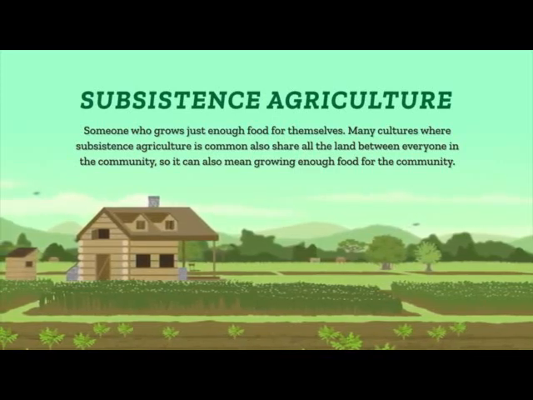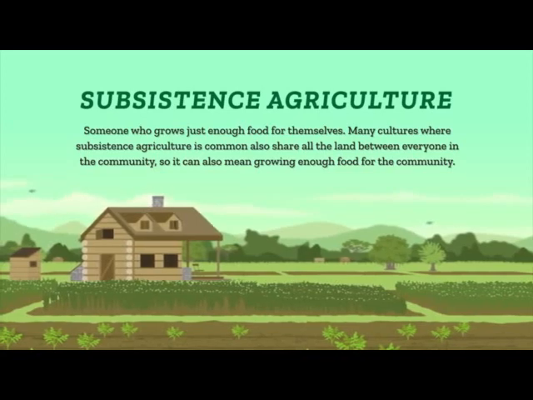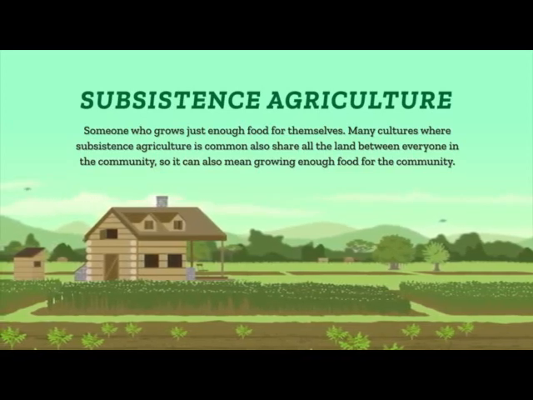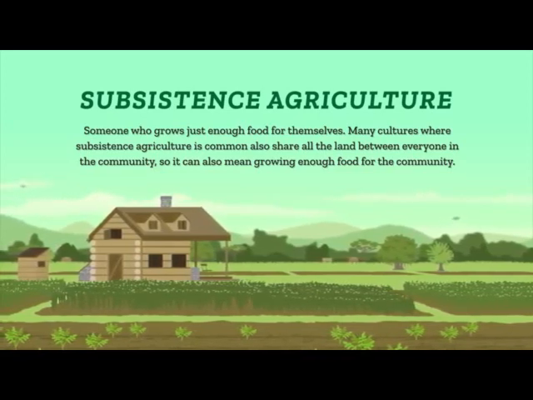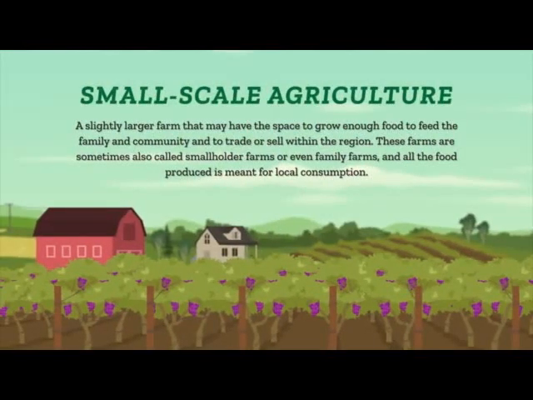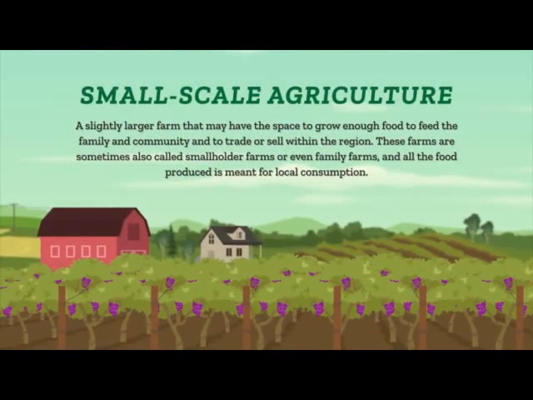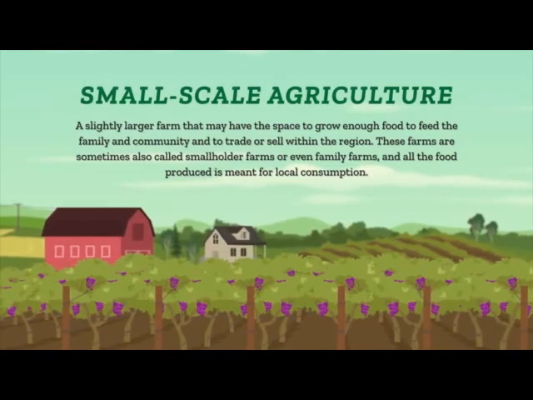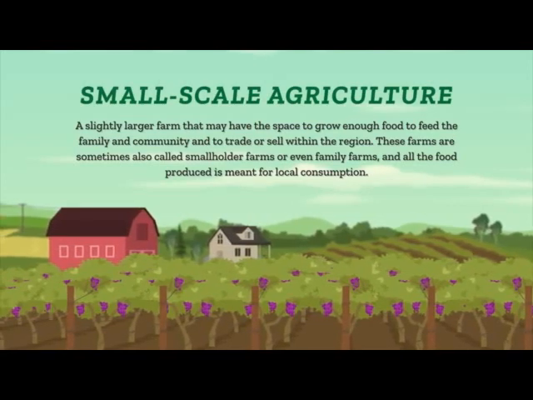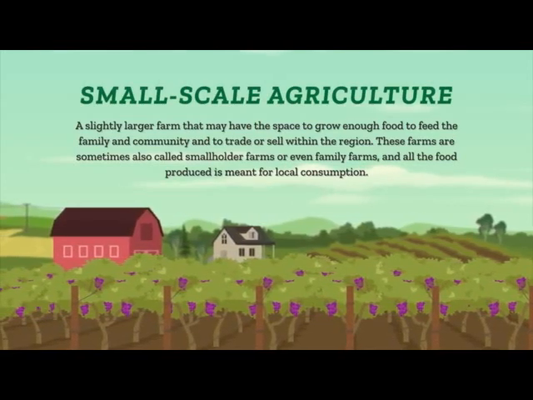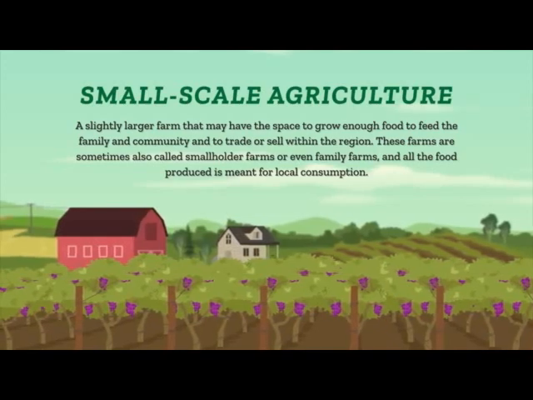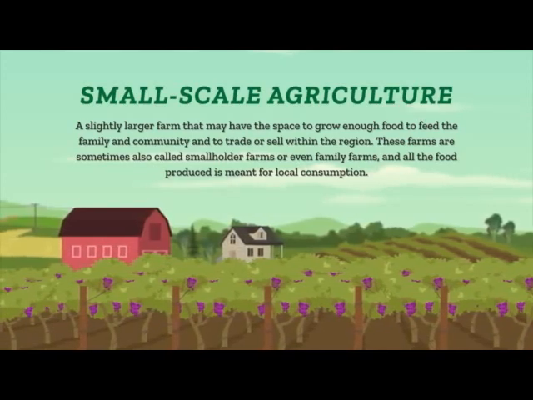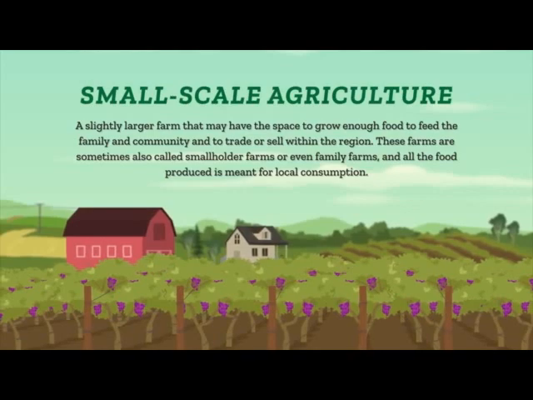Many cultures where subsistence agriculture is common also share all the land between everyone in the community, so it can also mean growing enough food for the community. A slightly larger farm may have the space to grow enough food to feed your family and community and to trade or sell within the region. This is called small-scale agriculture. In both cases, these farms are sometimes also called smallholder farms or even family farms, and all the food produced is meant for local consumption.